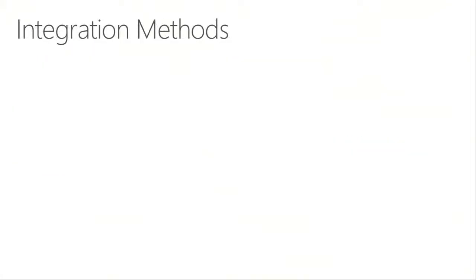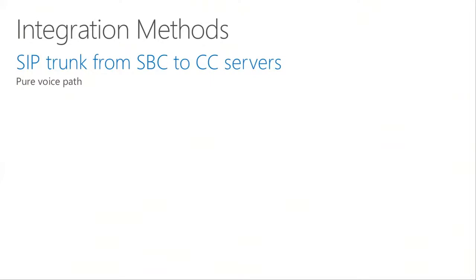And then after you've looked at all the sort of user-focused requirements, you should look at what the integration method looks like in the back end. So there's two methods here. The first one would be we set up a SIP trunk from your session border controller into the contact center servers. And the benefit of this is that it's a pure voice path. So the call is coming in from the PSTN ingress, and it hits the contact center solution, and then that call gets routed accordingly depending on what the queue destination is.